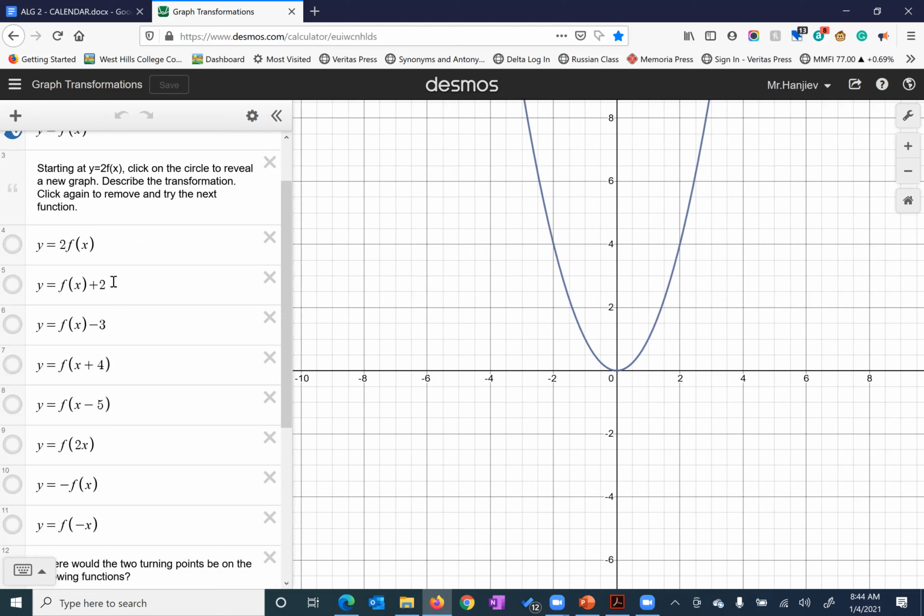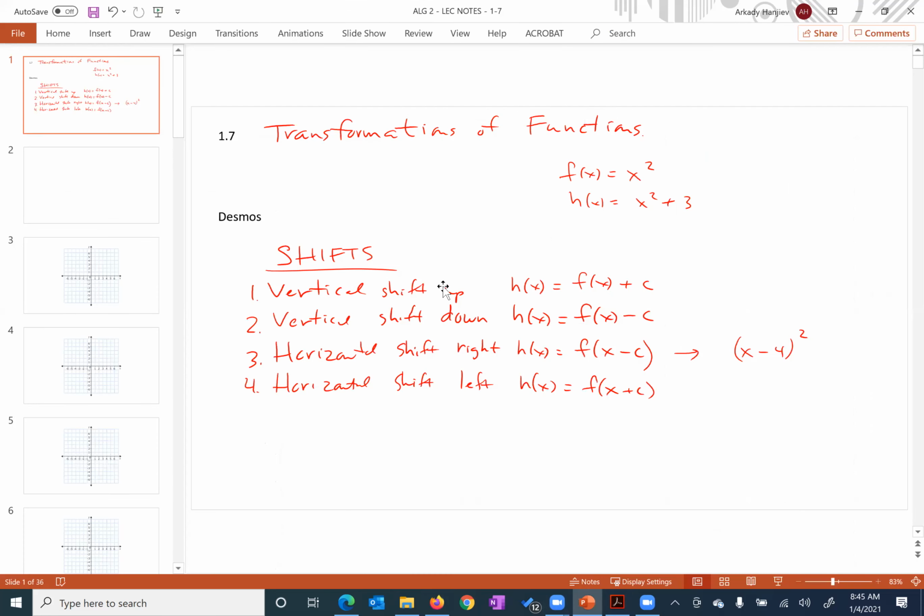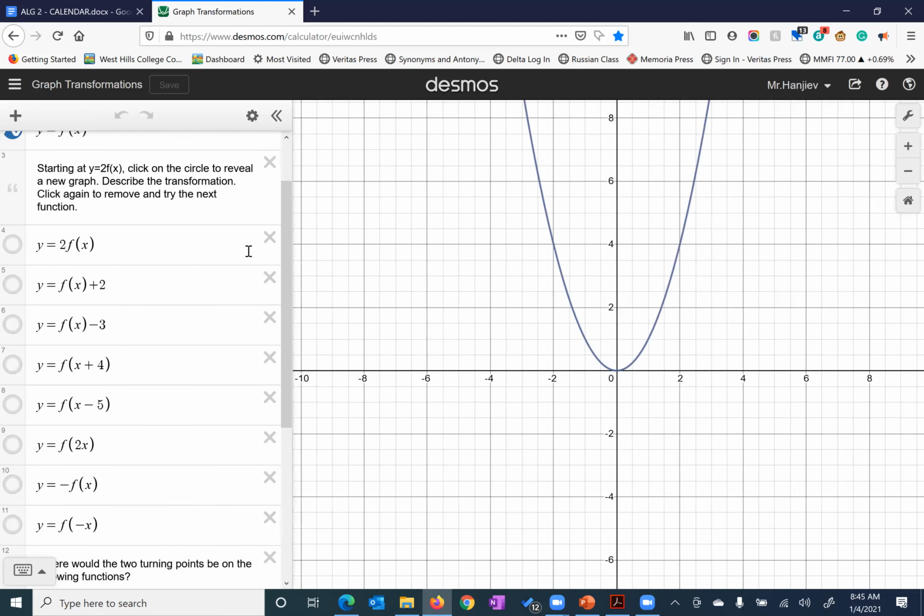Vertical shift is true. It's a vertical shift because it's outside, right? You're adding to the parent function itself. If it's a plus 2 on the outside, it's going to go up, right? We're good there? Up to unit? I saw negative. Oh, gotcha. Okay. Thank you so much for showing that here.